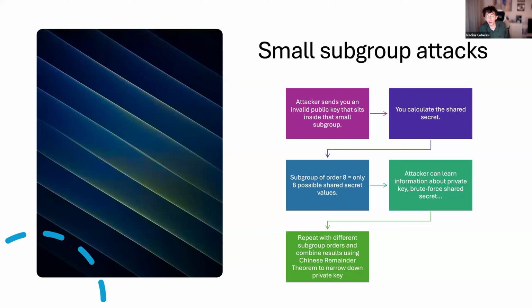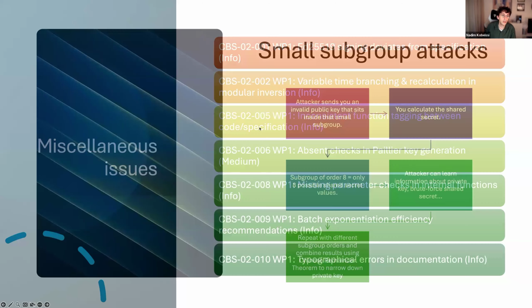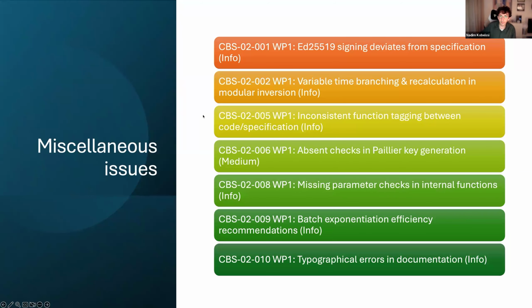Or they can actually also learn information about your private key by repeating with different subgroup orders and then combining the results using the Chinese remainder theorem to narrow down the private key. So this is a really very consequential attack that has to be mitigated in essentially all elliptic curve Diffie-Hellman primitives and protocols everywhere. So great finding, very happy with that.